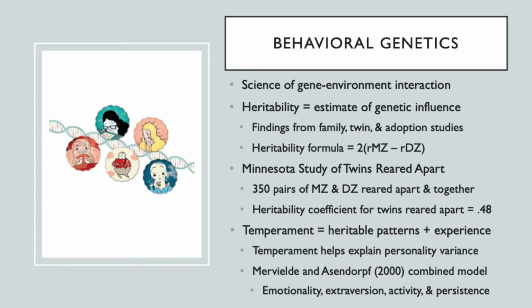Adoptive studies compare adoptive children against their adoptive parents and biological parents. If evidence shows that adopted children are more similar to their biological parents than to their adoptive parents in terms of a certain trait, it suggests genetic influence. If the opposite occurs, that is, the adopted child is more similar to their adoptive parent on a given trait, that supports environmental influence.